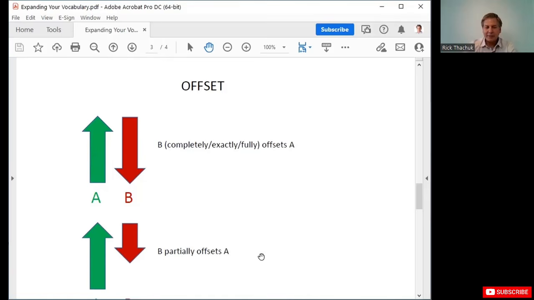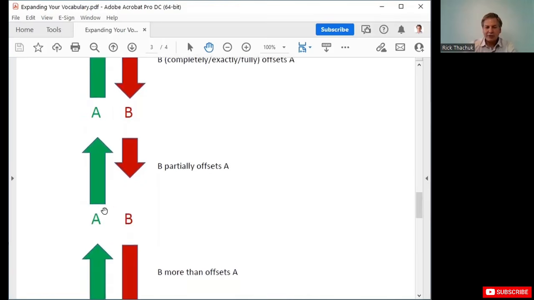In the second situation, we have the same movement in A in one direction. B takes us back, but not all of the way. So in this case, I would say B partially offsets A. In passive voice, I can say A was partially offset by B. So the net result from this is you see still a movement in the direction of A, but not as much. The net movement is still in the direction of A.